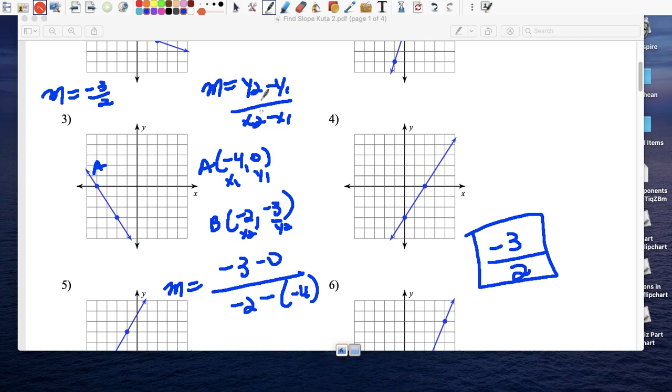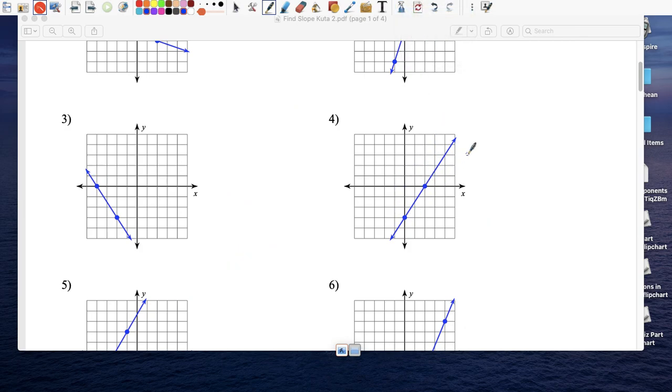So whether you do it by finding a difference, the change between the y values over the change in the x values, or you can just count the little units. But again, you have the luxury of a graph and 2 points. You're not going to have that all the time. But since we have it, might as well use it.